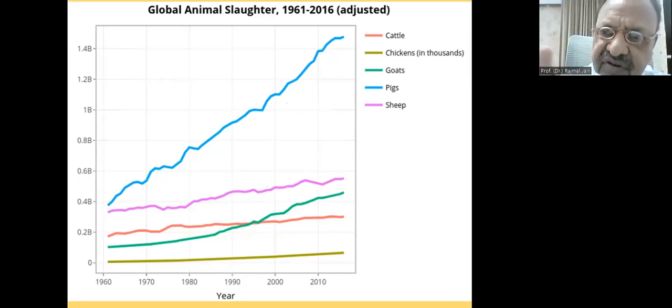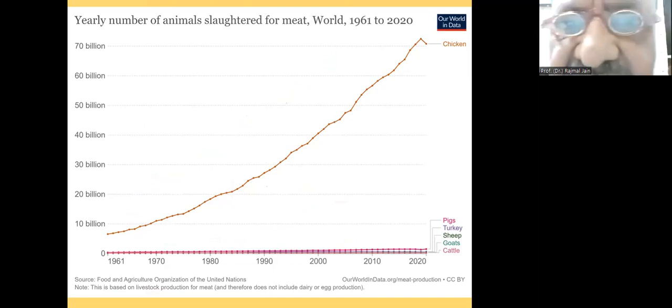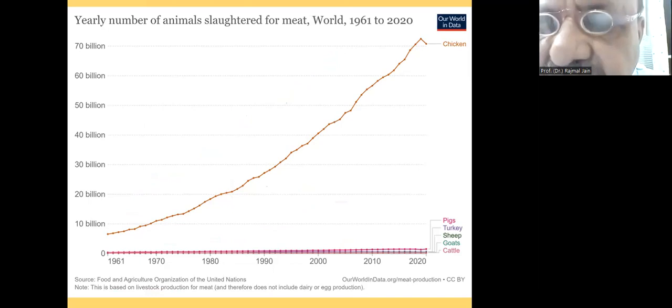And all I'm talking about is panchendriya, five-sense lives. They feel, they know that they are going to be slaughtered and killed. Then this is another yearly number, the annual number of animals being slaughtered for meat, that is, for food.